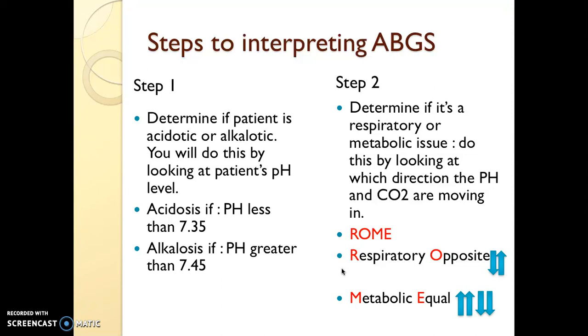If it's a respiratory issue, the pH and the CO2 levels are going to be moving in opposite directions, which means either the pH is going up and the CO2 is going down, or the pH is going down and the CO2 is going up. So they're going to be moving in opposite directions. It is a metabolic issue if both the pH and the CO2 numbers are moving in equal directions. They're both either going down or they're both going up.